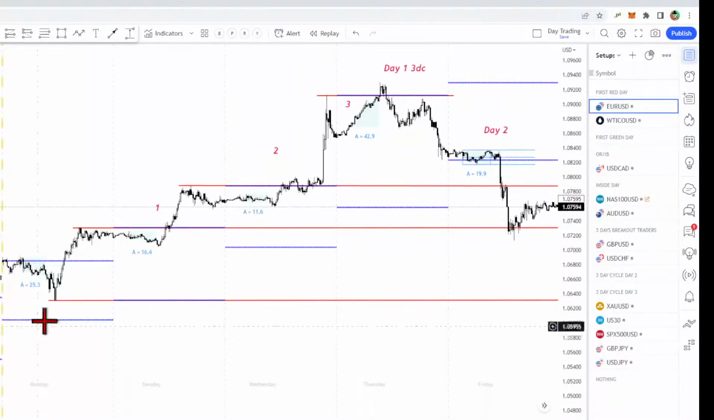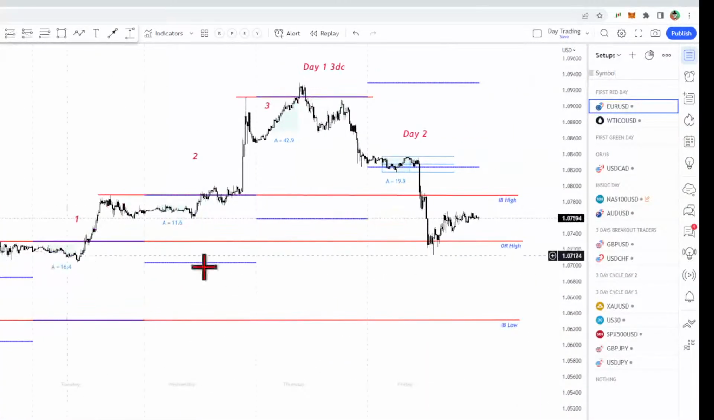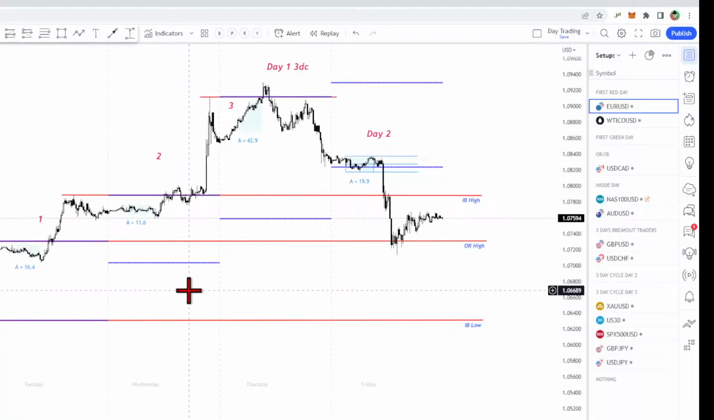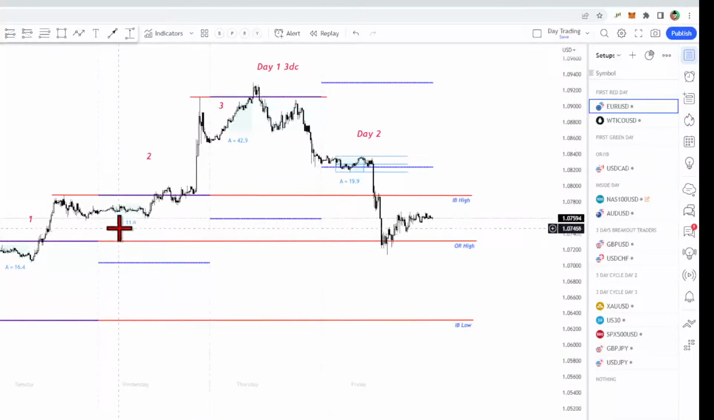Monday, first day of the week. Okay, we broke out, and it gives us our opening range for the week. How do they come out of the opening range? Do they pull back inside on that Tuesday, or does it stay outside and continue? It continues. So we got one push. Wednesday, does it false break on initial balance high, or does it continue? It continues. Okay, so now we've got two pushes.